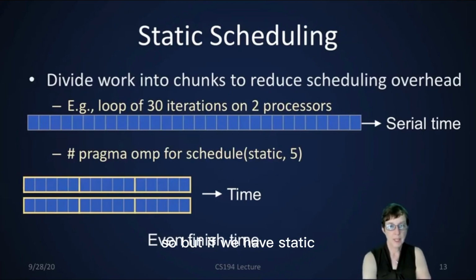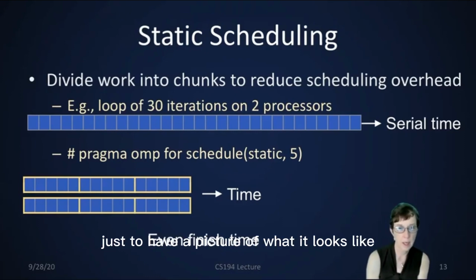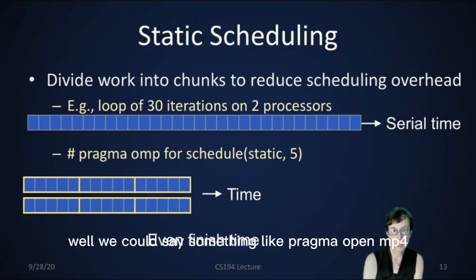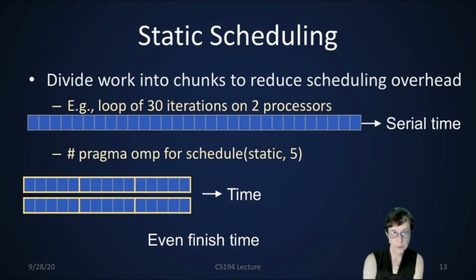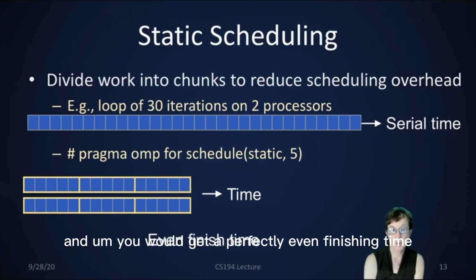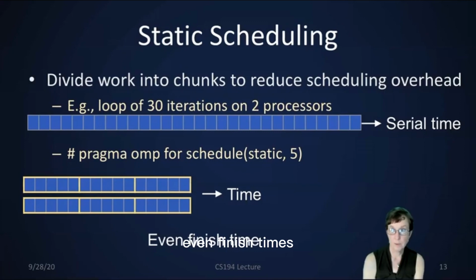Okay, so if we have static scheduling and we've got an equal amount of work, we'll start with this easy case just to have a picture of what it looks like. Let's say we've got 30 iterations of a loop. They all take the same amount of time, so their width here is all the same. This is serial time running in this direction, and we want to run them on 2 processors. Well, we could say something like pragma omp parallel for and schedule it statically with a chunk size of 5. That would divide my iterations up into chunks of size 5, and 3 chunks would run on each one of the processors, and you would get a perfectly even finishing time. You can see even in this case how the chunk size might affect how even it is if it's not a multiple. I picked something that divided into 30, so that it would give you nice even finish times.